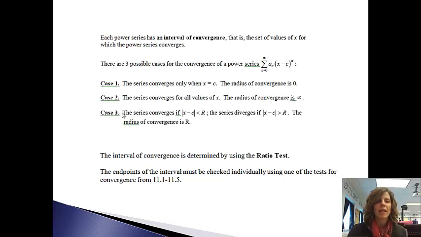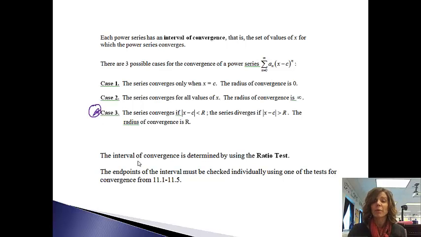And then case 3, which will happen most often: the series will converge if the absolute value of x minus c is less than r, and diverge if the absolute value of x minus c is greater than r. The radius of convergence is r. We will put that into English in just a second, but that's the case that will happen most often, just like in the previous example where it converged for all x values between -1 and 1. That was case 3.